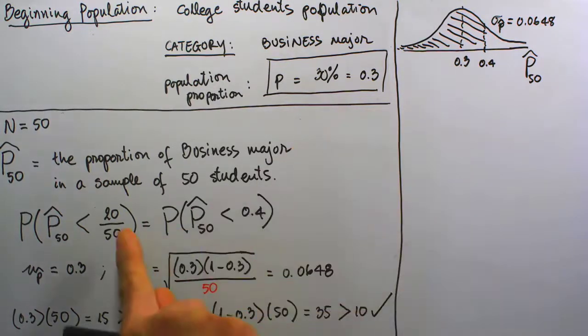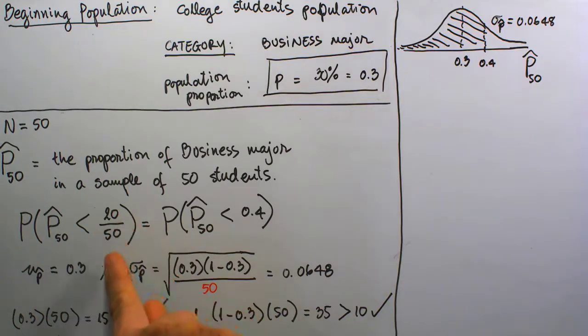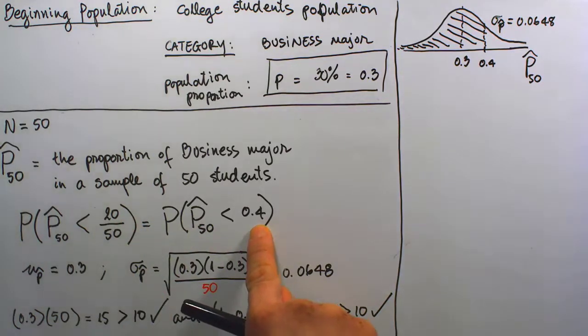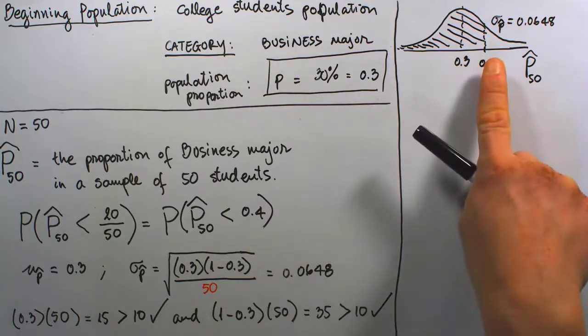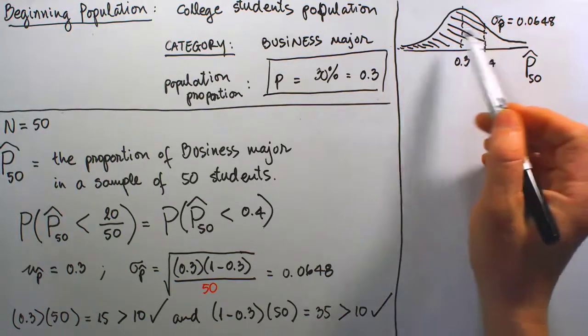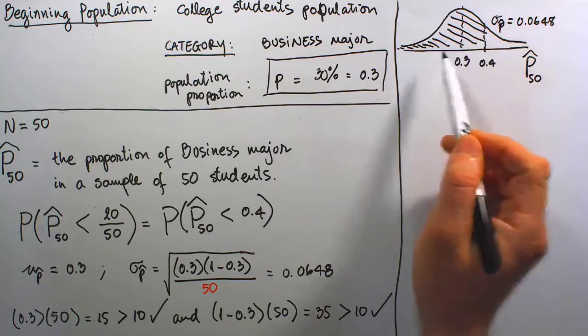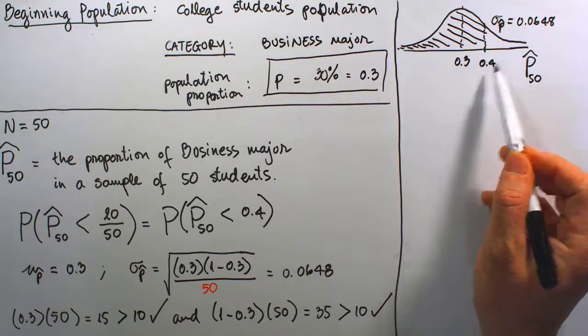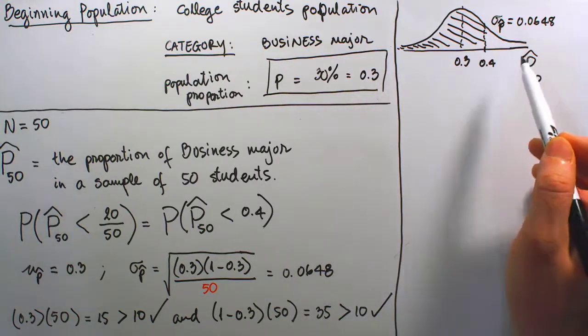We want the count in each sample to be less than 20. So 20 out of 50 is the same as 0.4. So that's the number that we want to look for in this problem. But then translating that into a picture, that's the area shaded to the left-hand side of 0.4 on this bell curve that is now legally accepted.